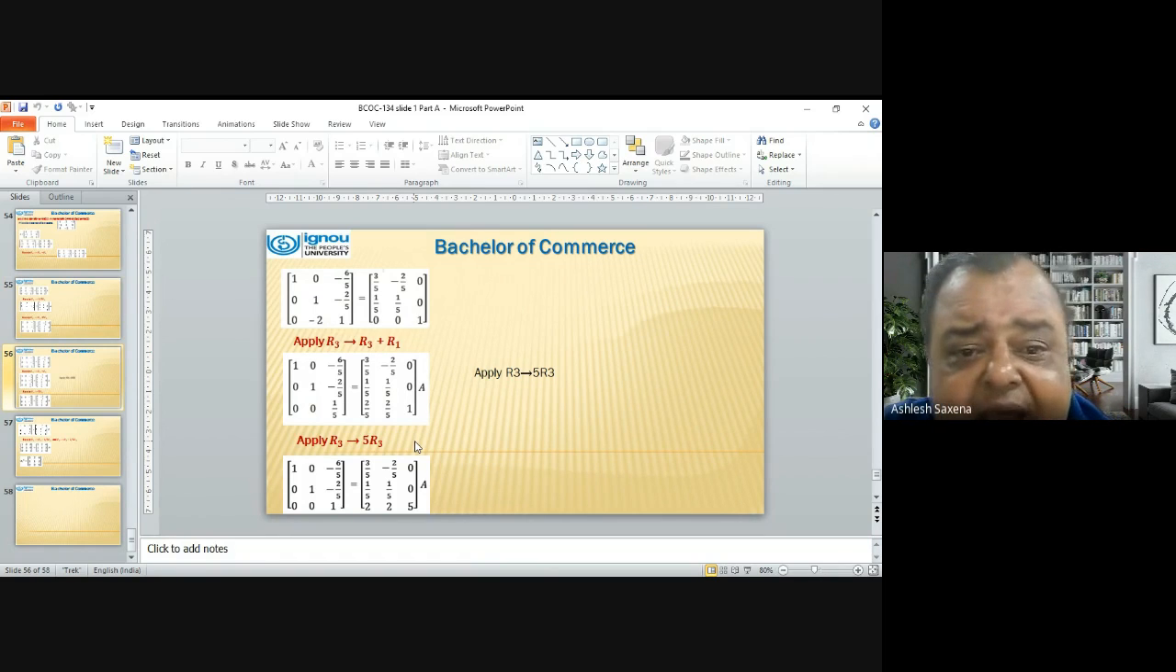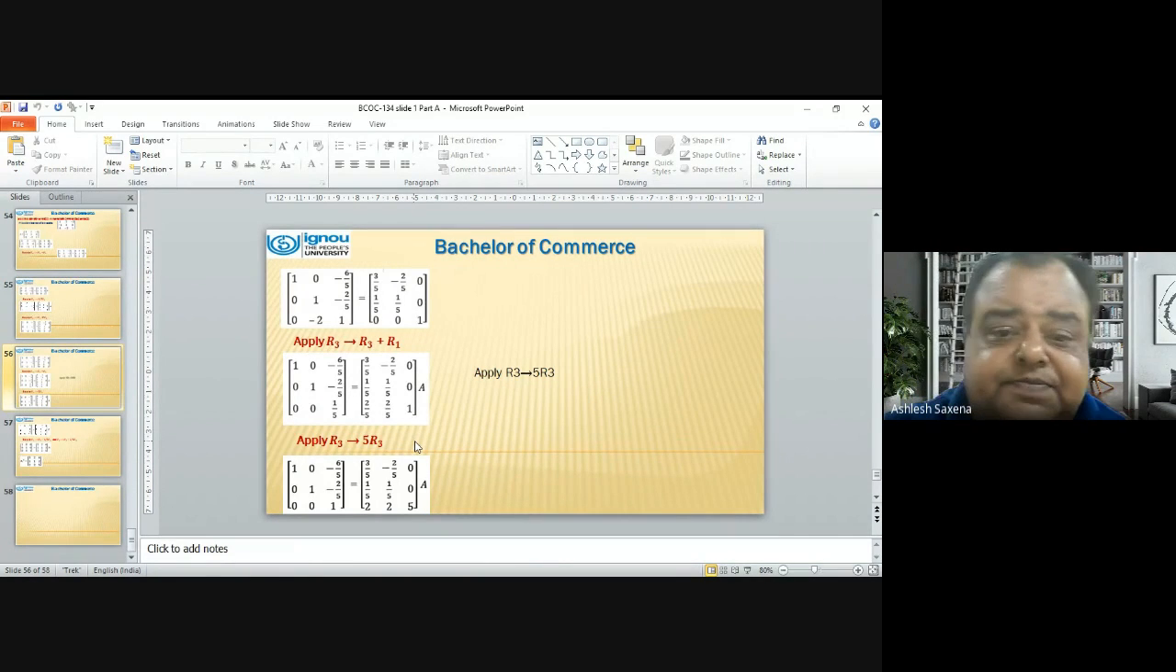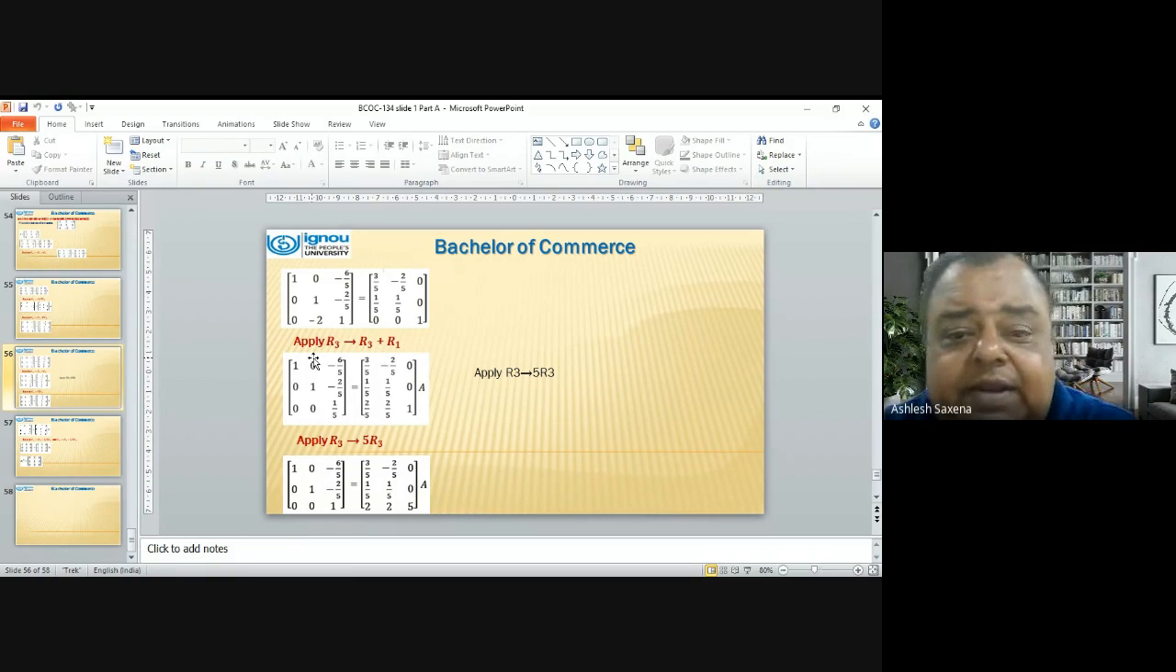R3 tends to R3 plus R1. What is that? R3 tends to R3 plus R1. The transformation has been done. The same transformation will be done over here: R3 plus R1.